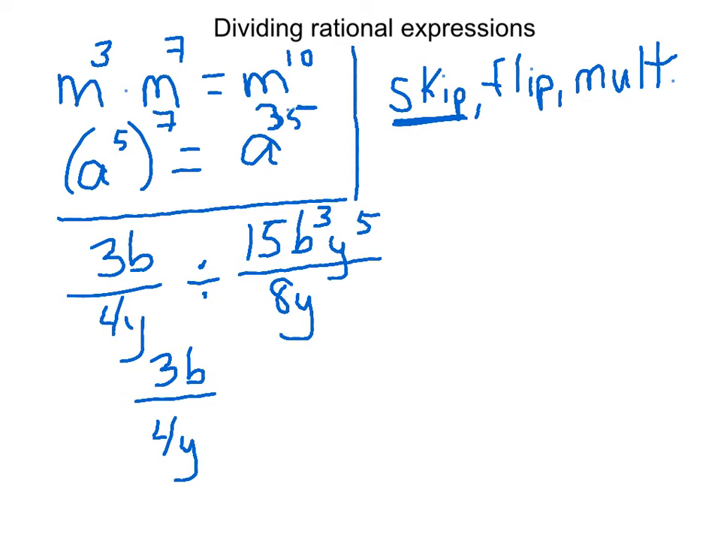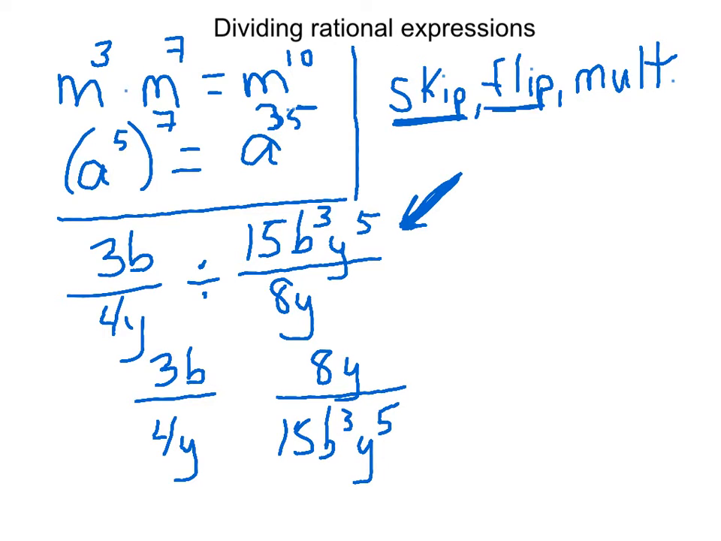First fraction gets rewritten. The flip applies to our second fraction. We're going to take this guy and flip it upside down. So we're now going to have 8y on the top, and on the bottom we're going to have 15b cubed y to the 5th. And so we've skipped, we've flipped, and now it's a multiplication problem. Again, there's another video on multiplying rational expressions. If you have done that, you should feel pretty confident. But let's go through it.